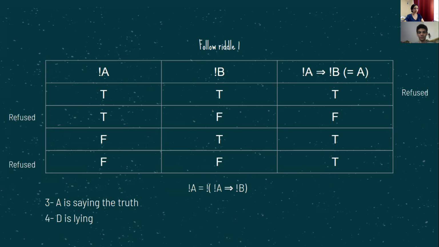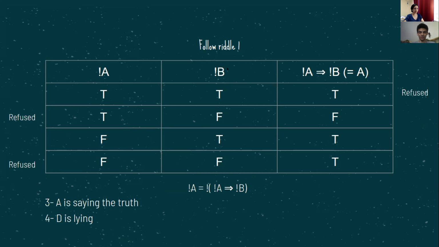Well, first we know that B is just not true. So we know that B is lying. So not B is true. So we can exclude the second and the fourth rows because if not B is false, then B is true. But we know that B is not true. B is lying. So we can exclude the second and the fourth rows from this truth table.